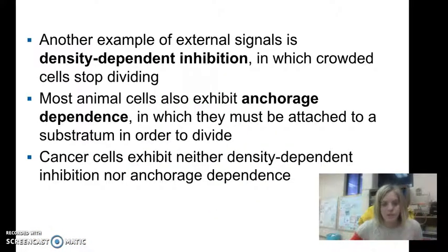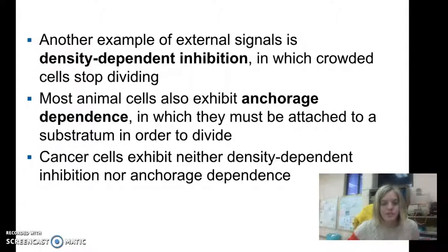Another external signal is known as density-dependent inhibition, which is a really cool phenomenon. Basically, if the cells get too crowded, they'll stop dividing. This has to do with the binding of cell surface proteins to their counterpart on an adjoining cell. So it's still controlled by proteins, but it's outside of the cell.